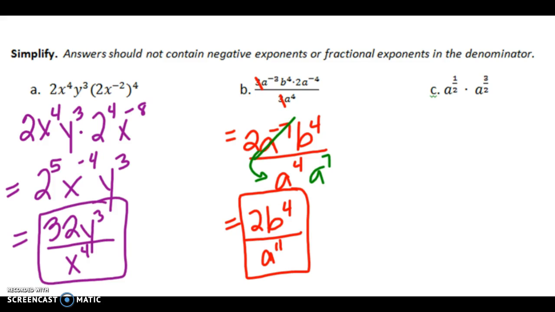All right. And then last but not least, the same rules apply. Switch colors. The same rules apply. I still have the same base, so I have to add these things together. So I have a 1/2 plus a 3/2. A half plus 3/2 gives me 4/2. 4/2 equals a squared.